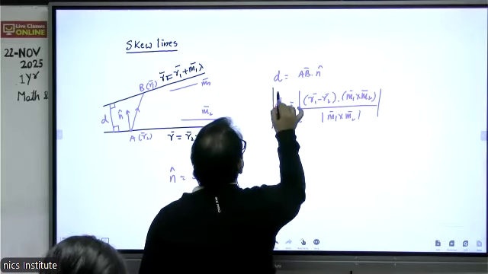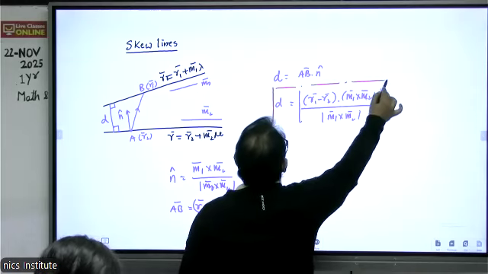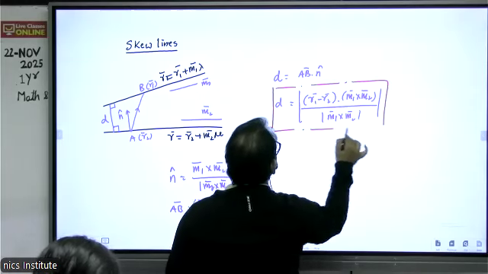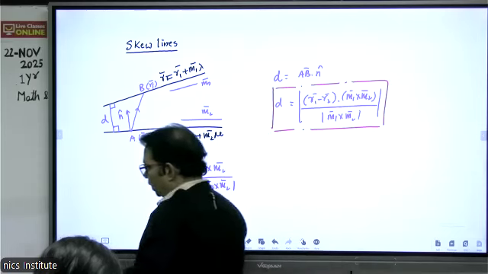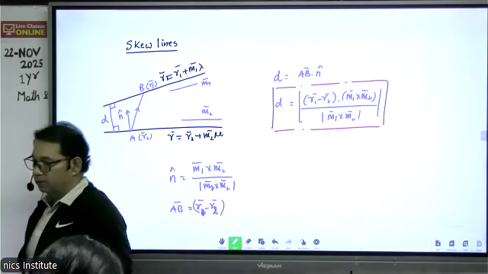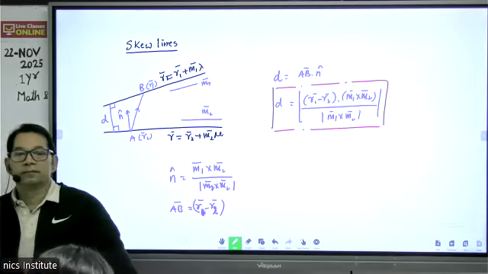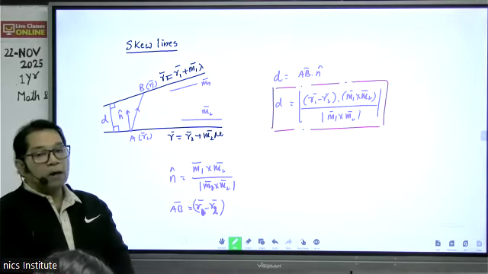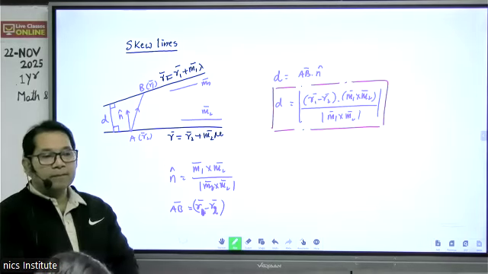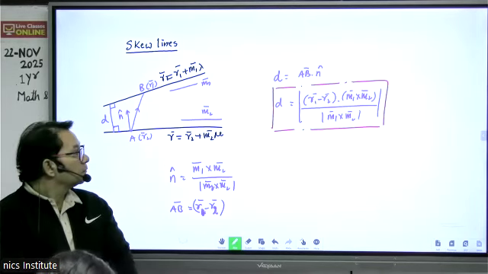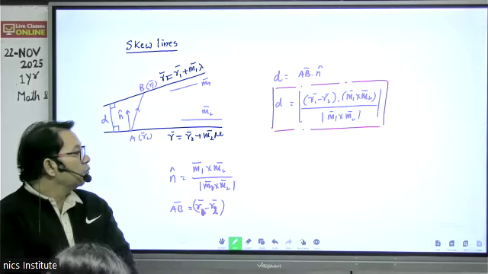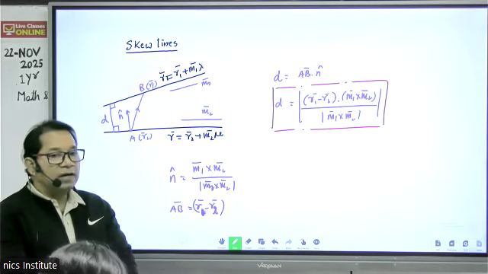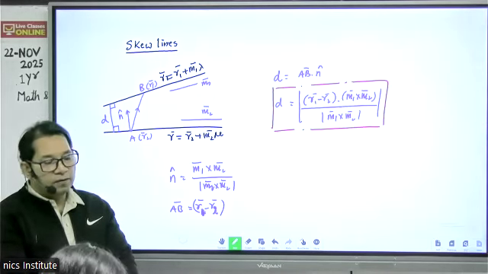So this is the formula for the distance between two lines which are skew lines, which are not parallel. Two lines which are not parallel. This is the formula. All you have to do is identify R1, R2, identify M1, M2, and then apply the formula.